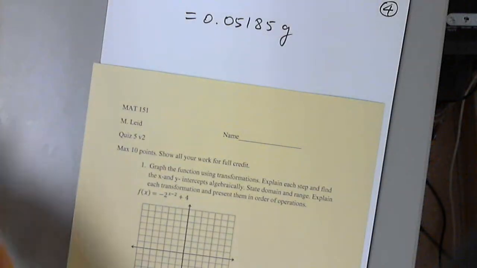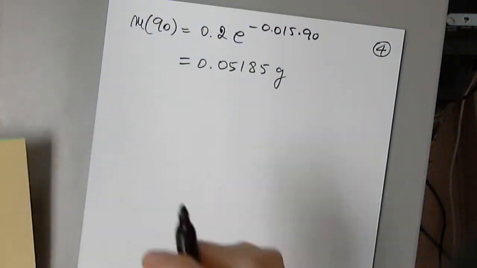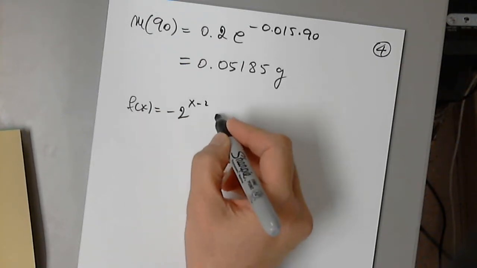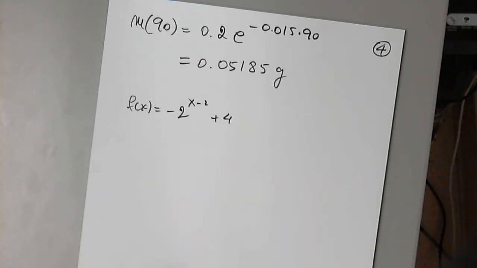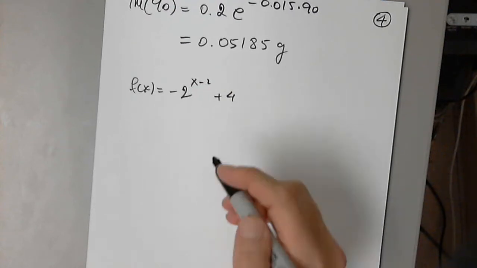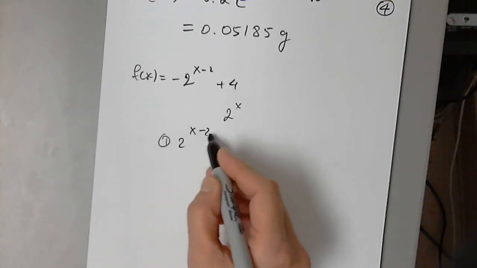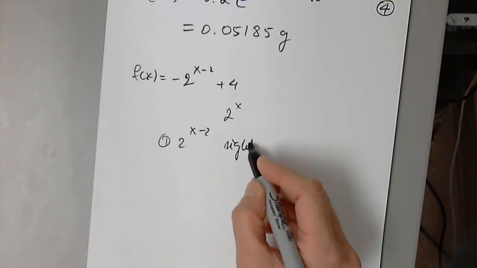We do this. We had f of x equals negative 2 to the x minus 2, plus 4. So we're asked to graph this function. Obviously the base is 2 to the x. The first transformation is 2 to the x minus 2, which is right 2.